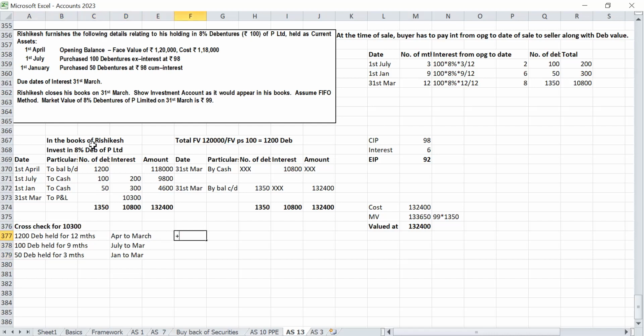So if you compute interest, 1,200 into 100 into 8% into 12 by 12. Then 100 debentures into 100 face value into 8% into 9 by 12, 600. Then 50 debentures into 100 into 8% into 3 by 12. Total 10,300. Right. Clear or not?